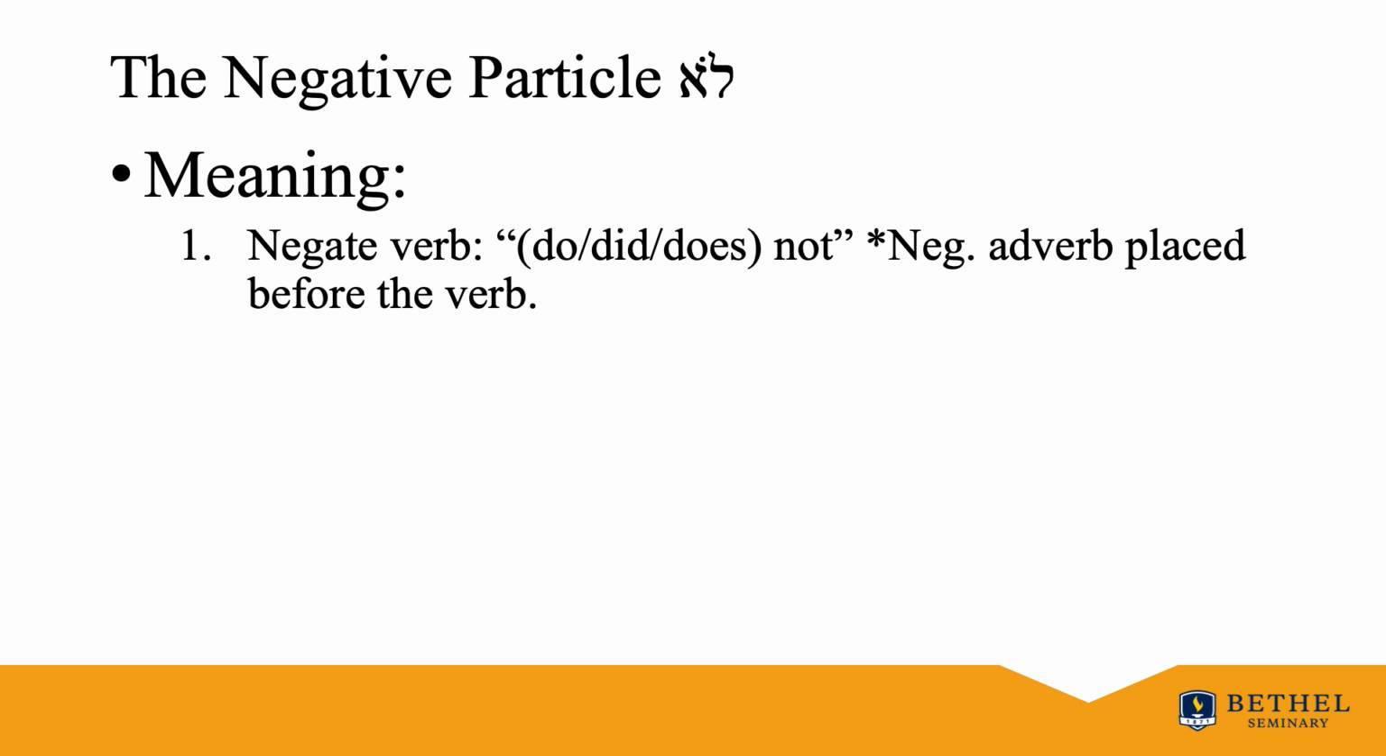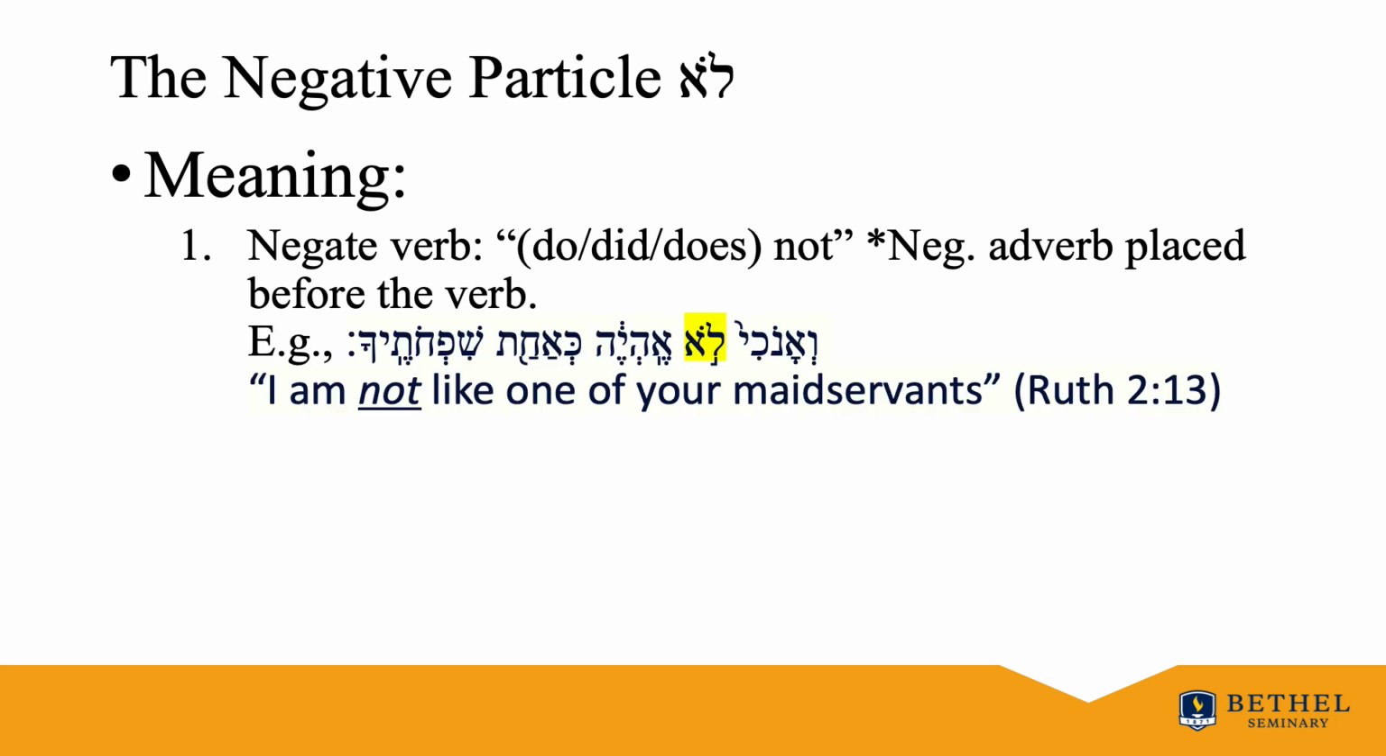In this instance, you might translate lo as did not, do not, or the similar ways. In the sentence, ve anoki lo eheye, keachat shifchotecha, I am not like one of your maidservants, Ruth chapter 2, you can see that lo is modifying the eheye, I am, which immediately follows this. Remember that sequence. When lo is modifying the verb, it usually precedes the verb in this way.